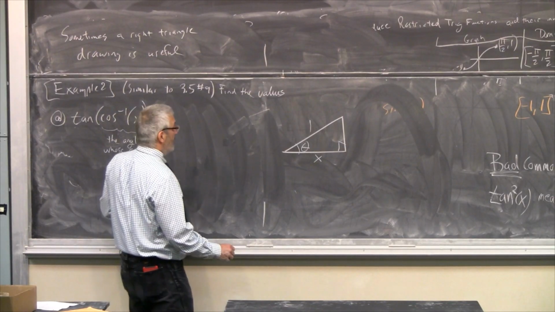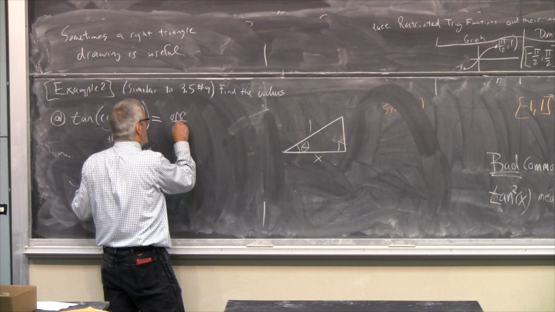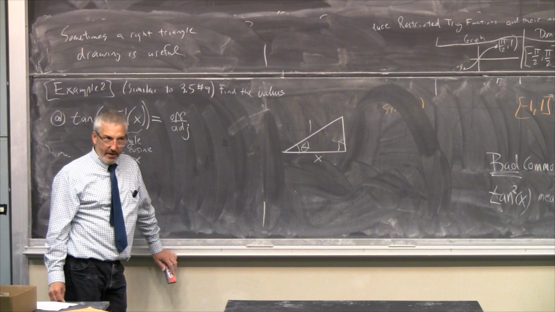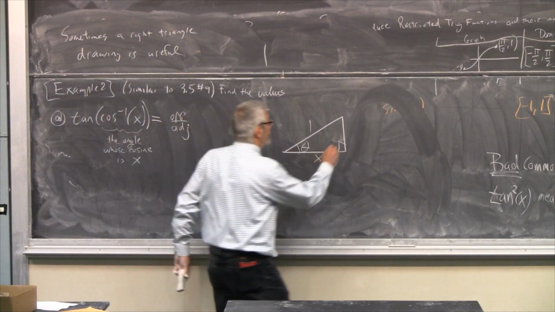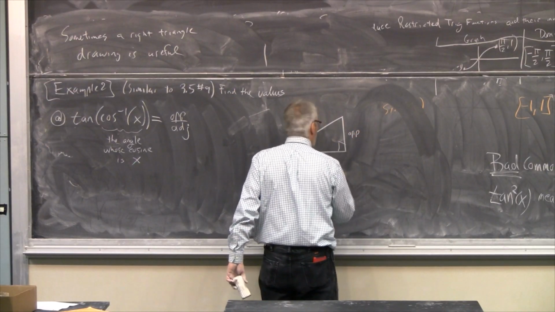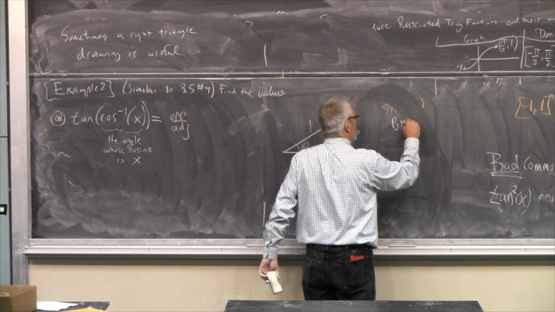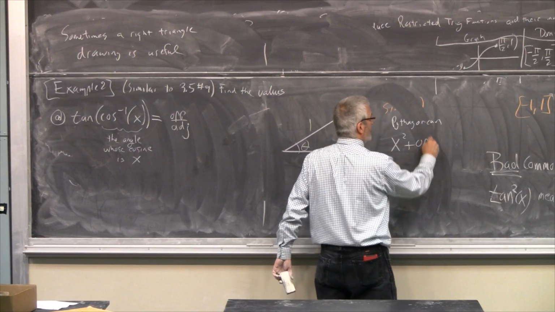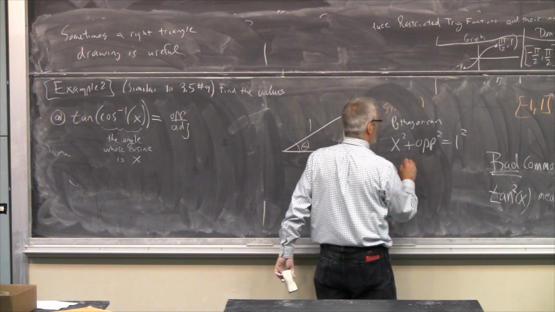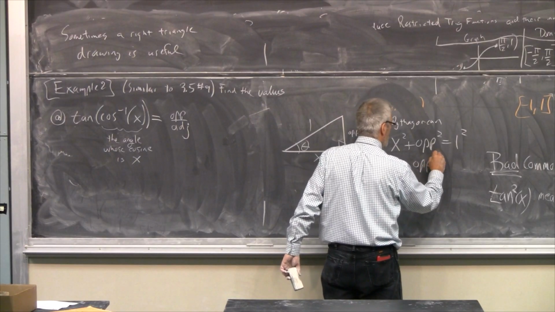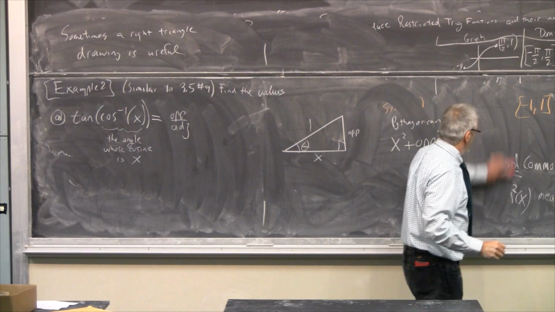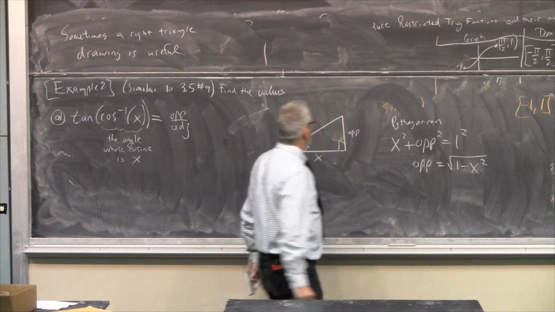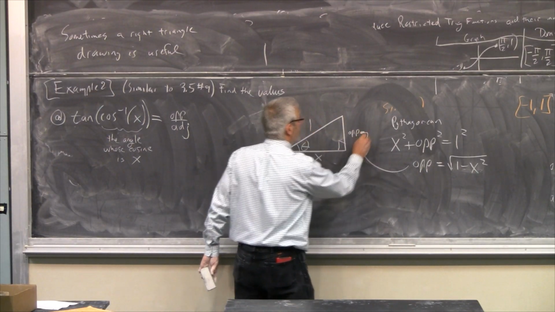Opposite over adjacent. Yeah. We have to compute opposite over adjacent. Dang it, we don't have the opposite side here. But we can figure it out, right? We have the Pythagorean theorem. We get x squared plus opposite squared equals 1 squared. So opposite equals square root of 1 minus x squared. So that is that side.